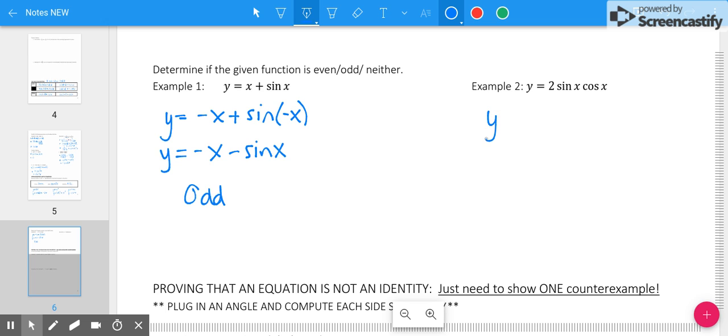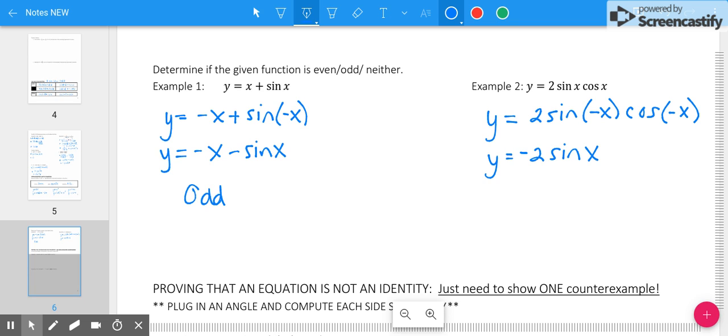If we look at example 2, we are going to replace again the x's with negatives. So negative x for our sine and negative x for our cosine. So 2 is not changing. The sine of negative x, the negative comes out in front. So I'm going to put that actually out in front of the 2 to make it negative. So that means negative 2 sine x.